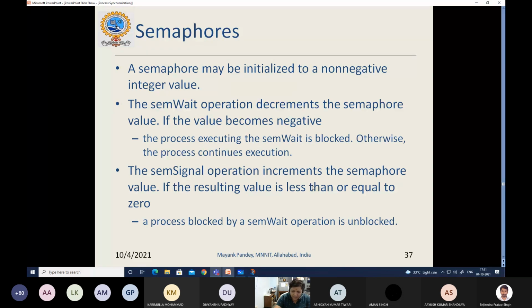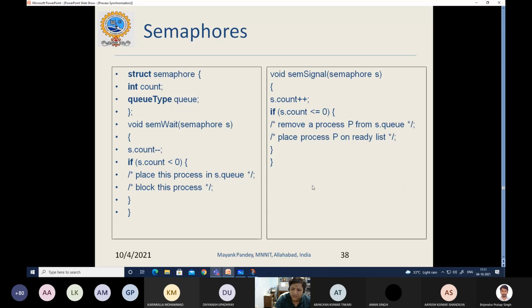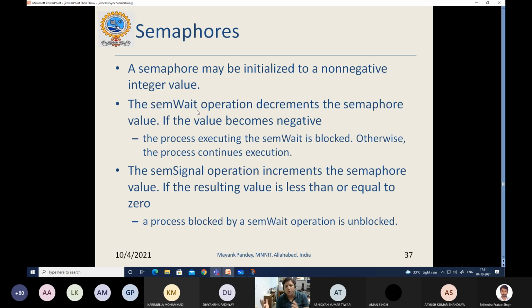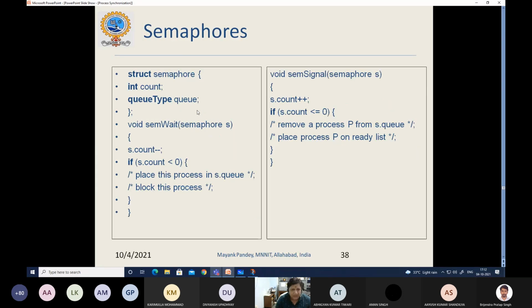So actually it is a structure variable, because we need to have a queue also for arranging the blocked processes on semaphore. So if we see semaphore, it is a structure variable where int count is the value, and then any queue type is a queue. Structure variable.